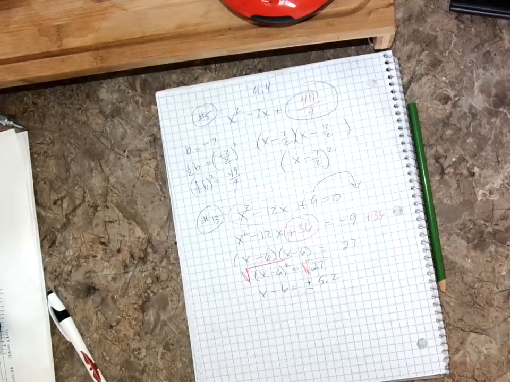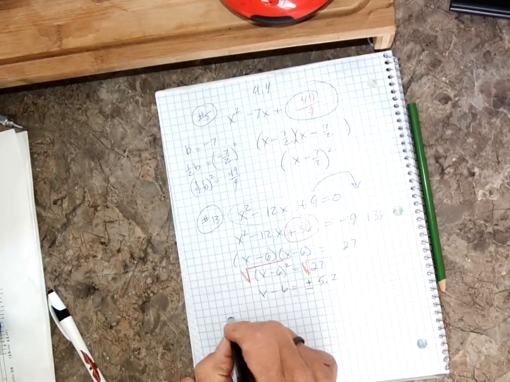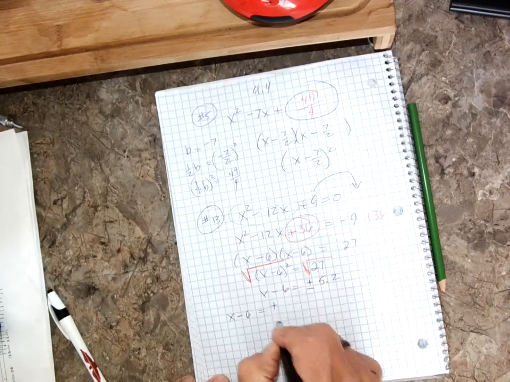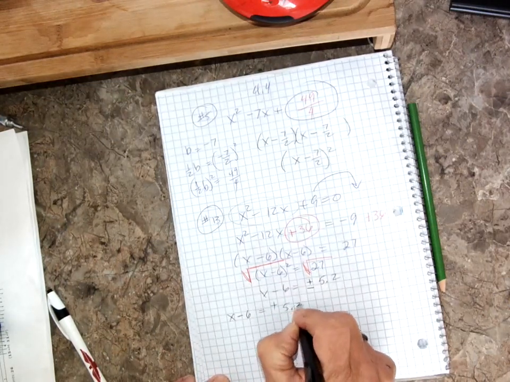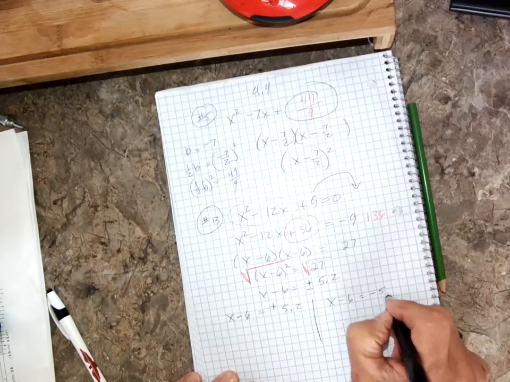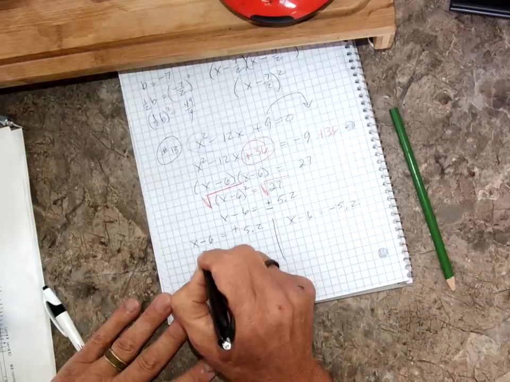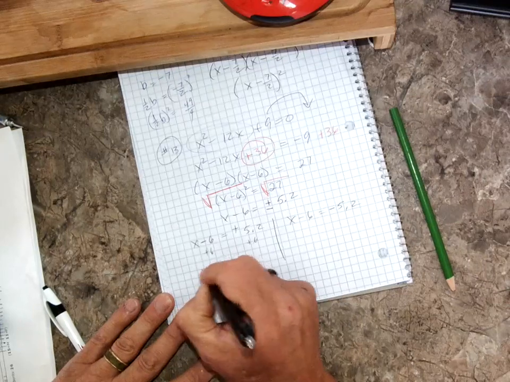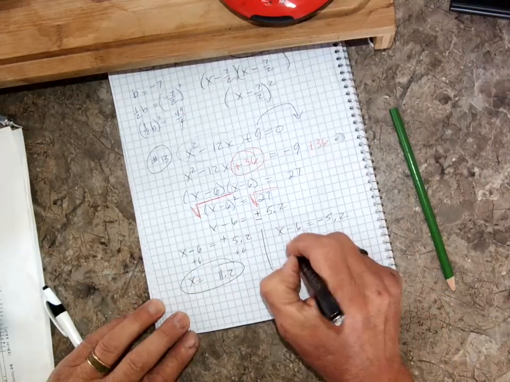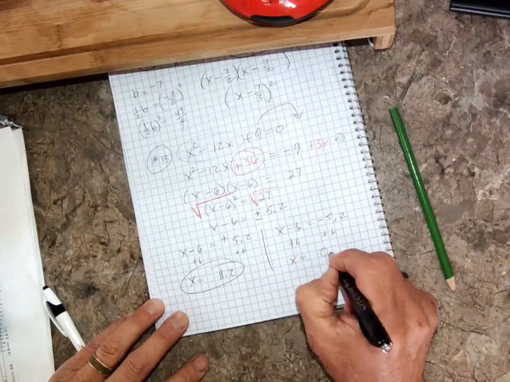Okay, now what I'm going to do is have two little mini equations. We got x minus 6 equals plus or minus 5.2, so we'll go positive 5.2, and x minus 6 equals a negative 5.2. And I'm going to solve. I'm going to go plus 6, plus 6. I'll get x equals 11.2. I'll go plus 6, plus 6. x equals a positive 0.8.